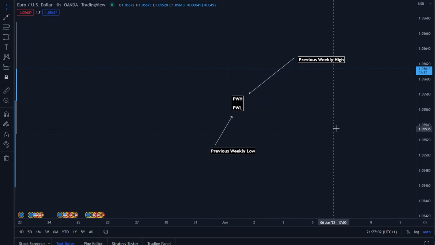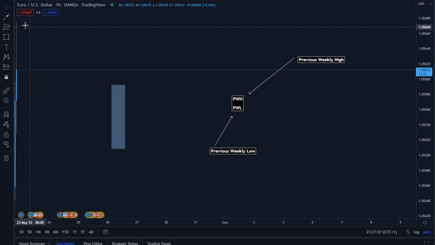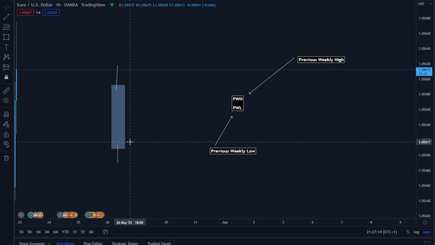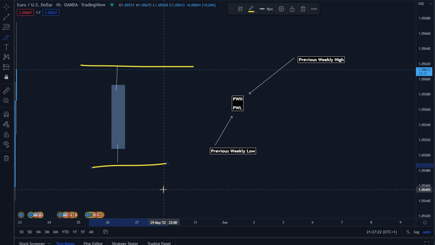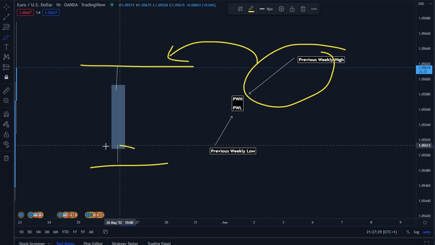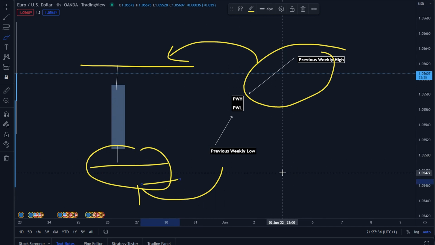Essentially it's basically one candle that looks like this, okay? Let's put this here, something like that. I'm just doing a rough idea. From the open of the candle until the close of the candle, this move is here to here. So this is the previous weekly high, and this is the previous weekly low. This is the previous week, not the current week that you're in. So let me go and show you a real example.